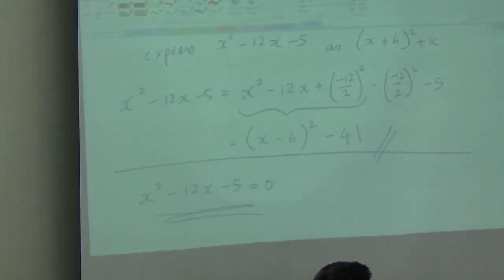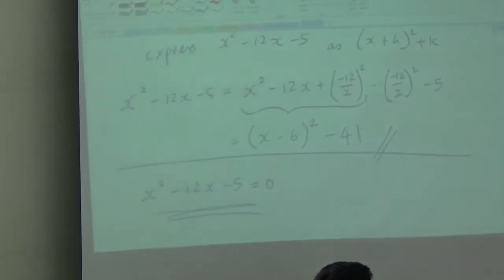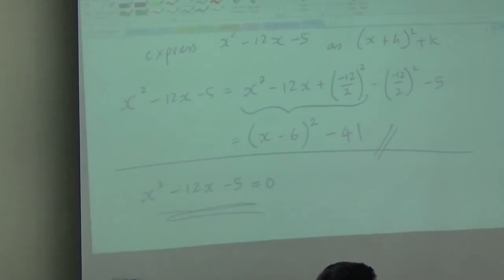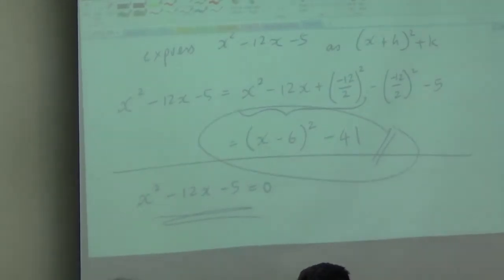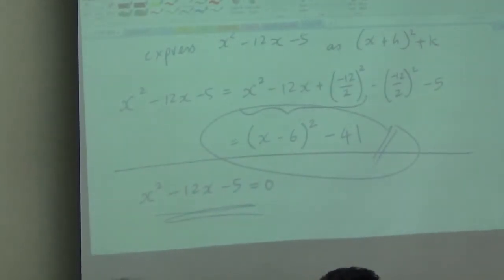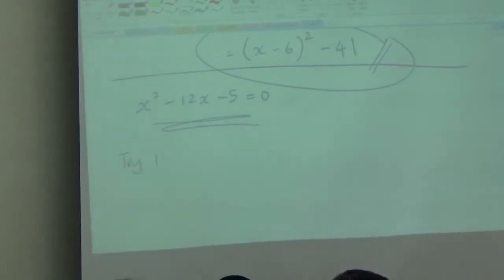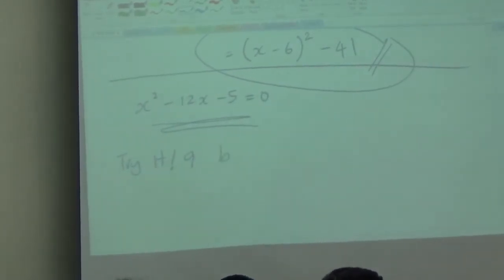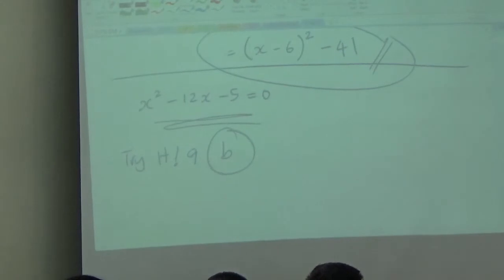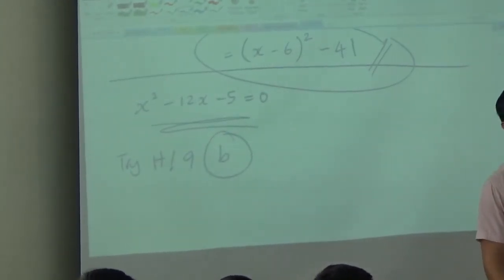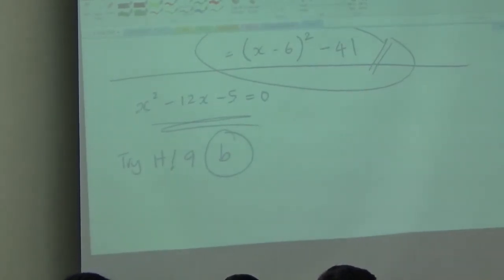We can use our quadratic formula, which is actually in 2.4. Or we can use completing the square. Tomorrow I'll show you how to do it. Okay? So today when you go home, I want you to try it 9b. That's all. And we'll go through it tomorrow. That's all we have for this lesson.